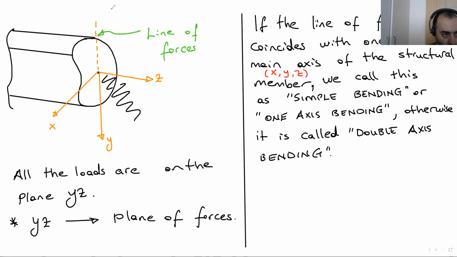Take a look here. What is the line of forces? We assume that all the forces are on this line. It goes all the way along the member, but all the forces are on this line of forces. This line of forces coincides with, for example in this example, the y-axis. This is simple bending.